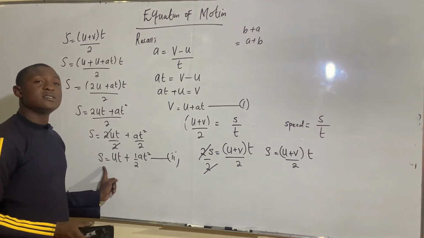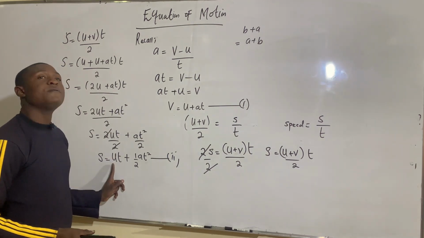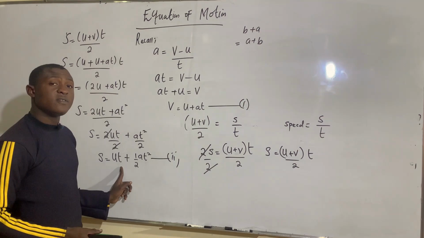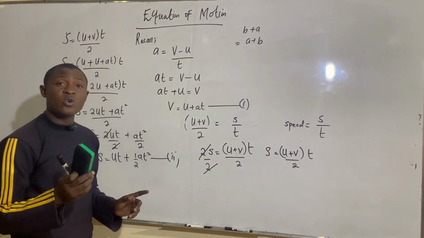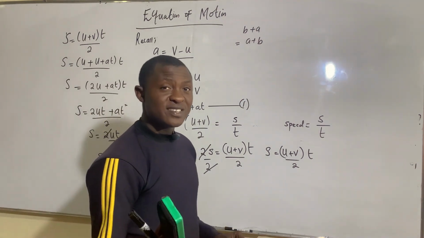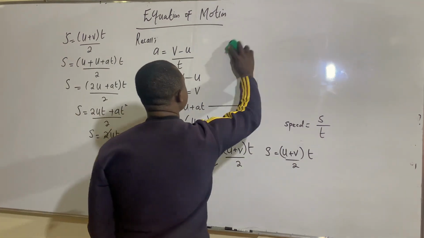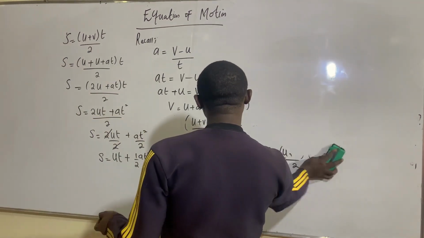We know when we have s, it is nothing but distance. When we have u, it is initial velocity. When we have v, it is final velocity. And when we have a, it is called what? Yeah, acceleration. So now we have derived 2. Let's take a look at another one. Let's derive the third one as well.